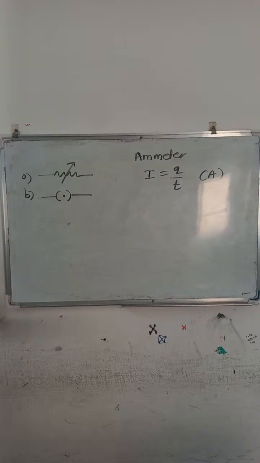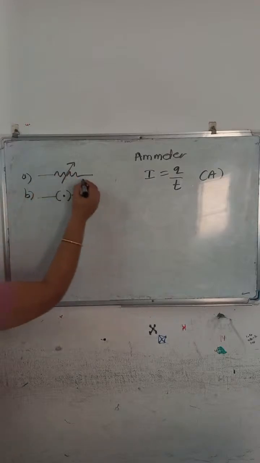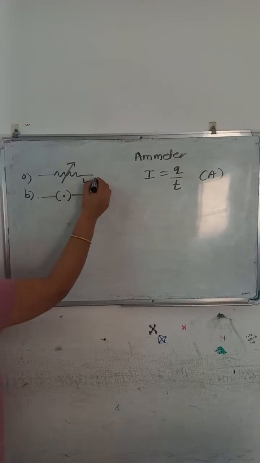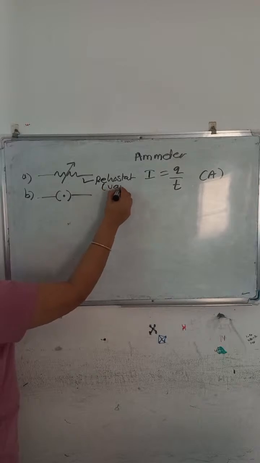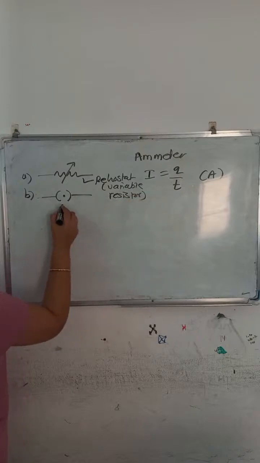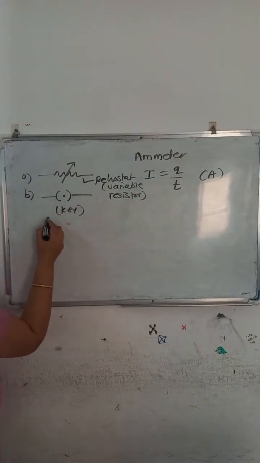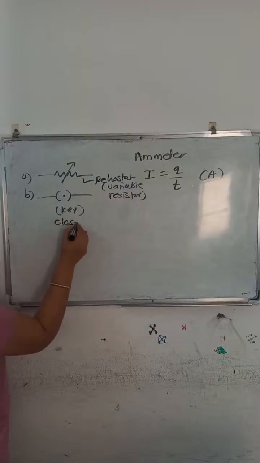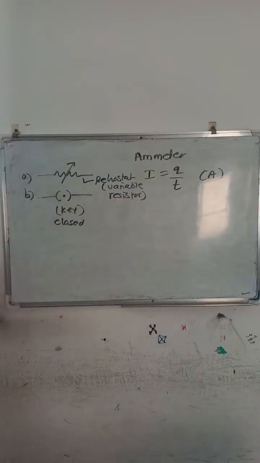Okay, then after that the second bit is to identify these devices. This is a variable resistor, or you can write rheostat. And this is nothing but what? A key. That is also closed. Closed means here the current is already flowing. That means it is the symbol of a key or plug key. You can write plug key also, that is okay. So this is the second bit. Then the third bit, what are they asking here?